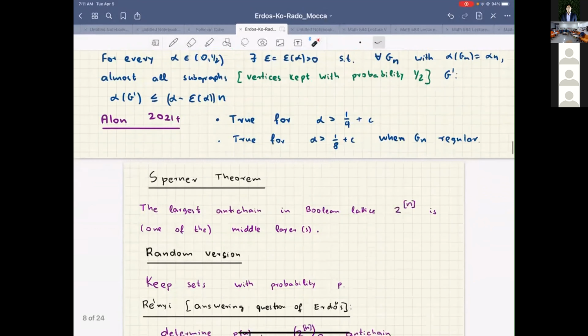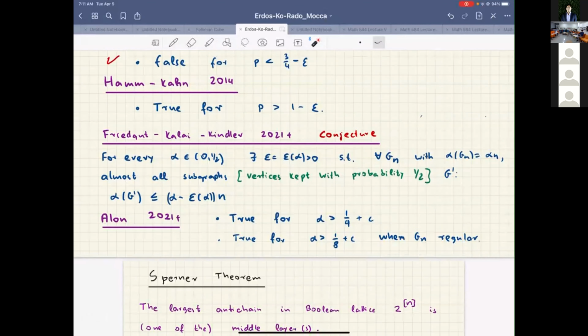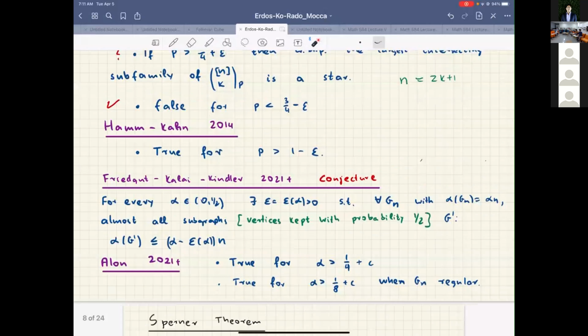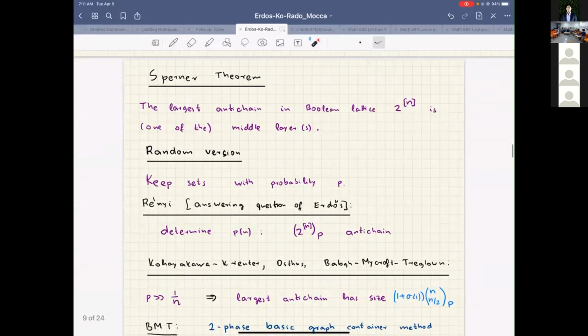Okay, so let's go back to the hypercube, and I will continue with a related result or related problem, and that's Sperner's theorem in the Boolean lattice.